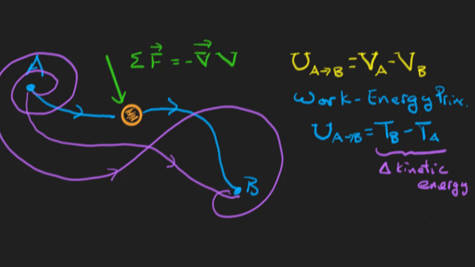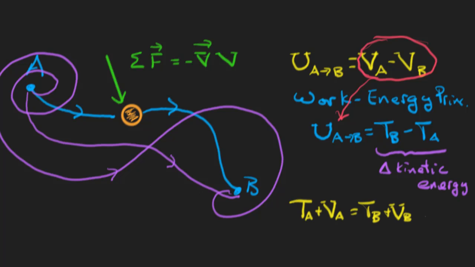We can make the substitution, right? We can take V_A minus V_B, which is the work, put it right into there, rearrange terms a little bit, and boom, we get a little expression like this. It says T_A plus V_A is equal to T_B plus V_B. So we got this quantity at point A is equal to the same quantity, T plus V, at point B.